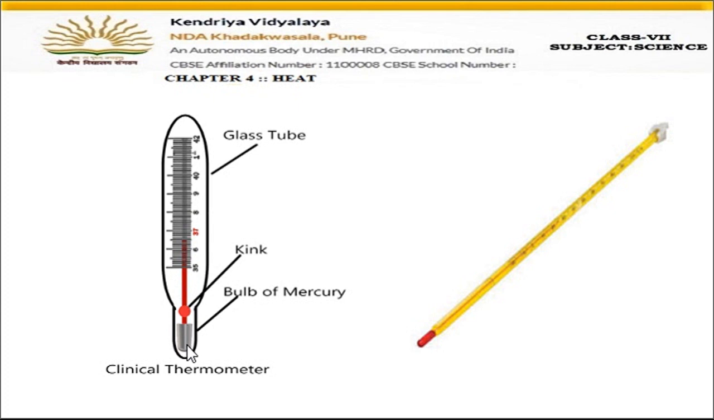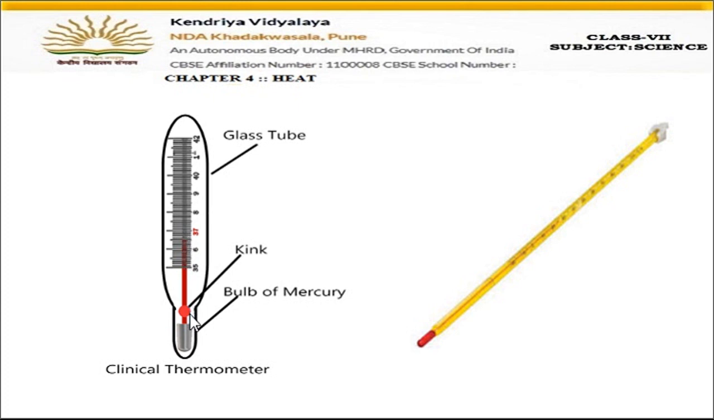What happens when we take the temperature? The mercury will move up, and the mercury should not fall down again into the bulb, so it will be stopped with the help of this kink. So what is the function of this kink? This kink stops the sudden fall of the mercury from the narrow tube back to the bulb of the thermometer. Because of this, we can easily read the temperature on the thermometer.